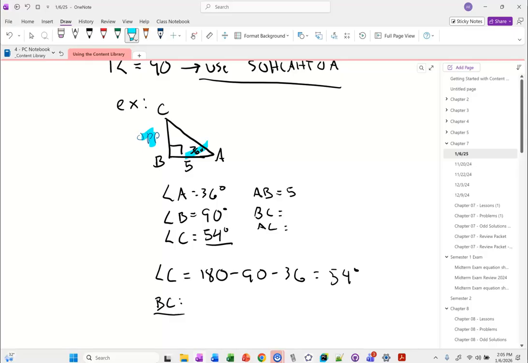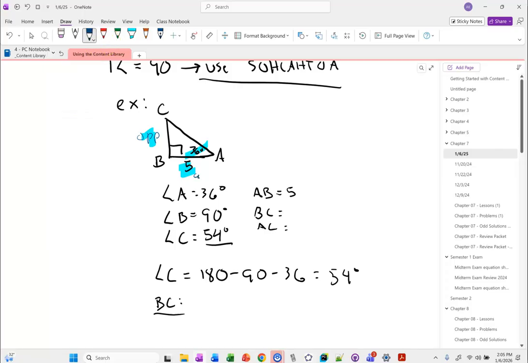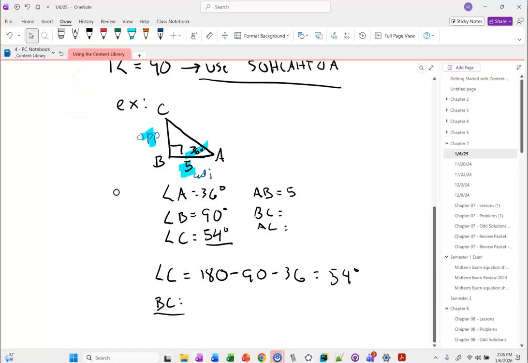Now the side we know, relative to angle A, that would be side AB, where the 5 is. Is that opposite, adjacent, or hypotenuse? Adjacent. Going to ask again, everybody's okay? Which trig function should I be using if I have opposite and adjacent? Tangent. Everybody so far so good?